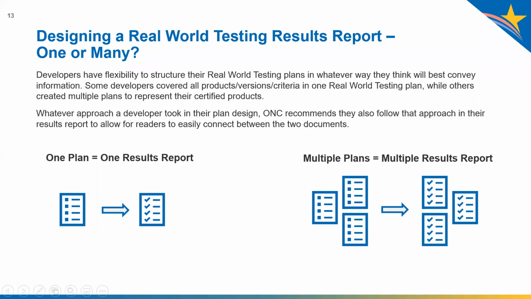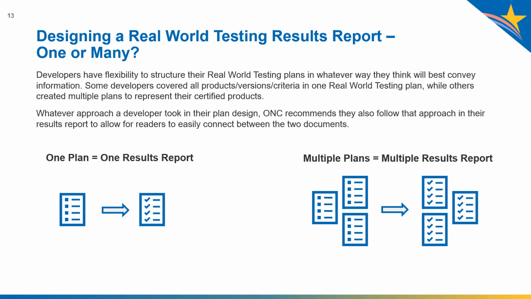All right, now we know we've gotten questions around, do we do one plan? Do we do one results report or multiple? We've even received a question around, well, if we did two plans for our modules, but then we want to kind of consolidate the results report.